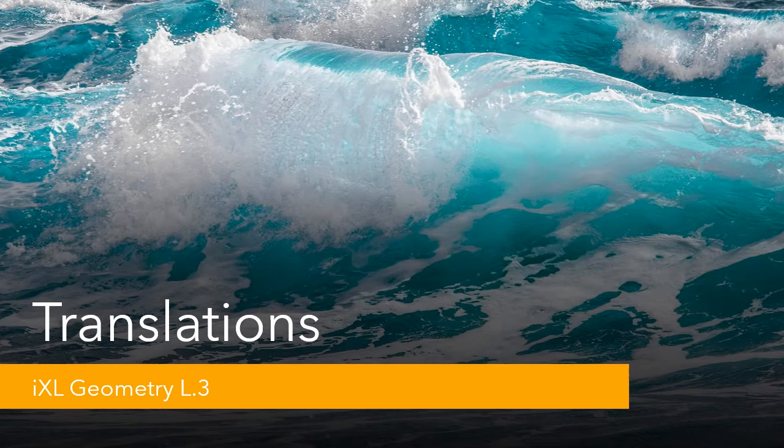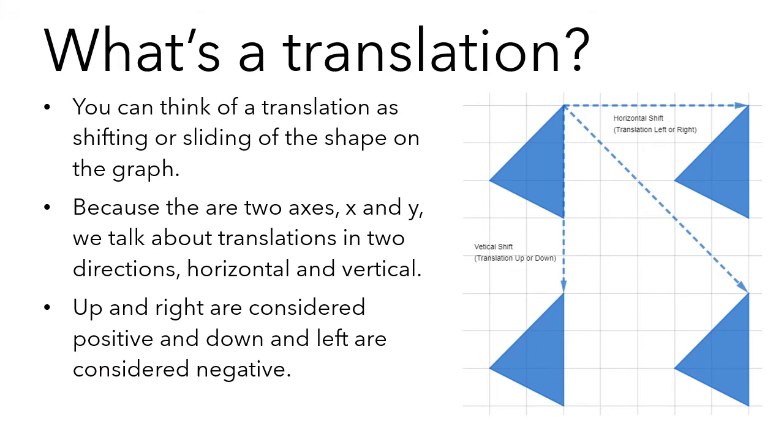Welcome to this video. We're going to be talking about translations, and this is aligned with IXL Geometry L3. So what's a translation? You can think of a translation as a shifting or a sliding of the shape along the graph. Because there are two axes, X and Y, we talk about a translation in two directions: horizontal, left to right, and vertical, up and down, corresponding to the X and the Y axis.